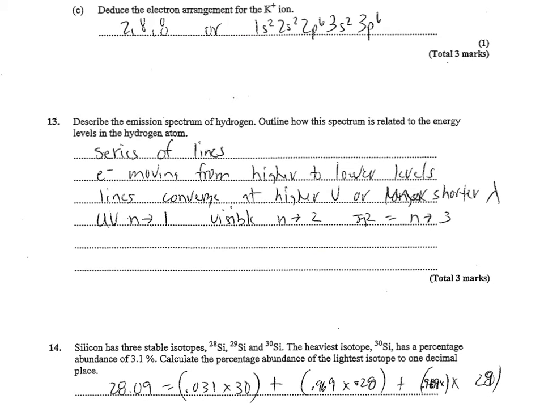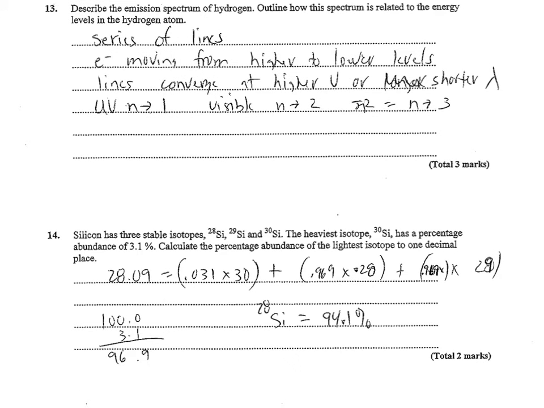Part C of number 12 asks you to deduce the electron arrangement for the K+. The electron arrangement, because they don't ask specifically for configuration here, a noble gas or otherwise, you could have just used the IB one. 2,8,8 accounts for all 18 electrons when it's become a K+, because it would be similar to argon, or you could have written out the full configuration. Either one was just fine.